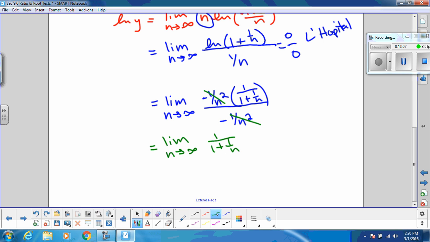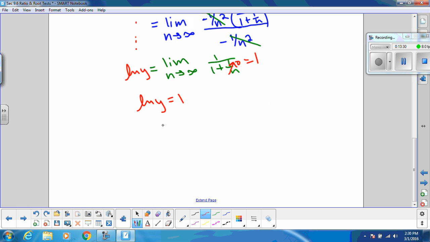So why is that exciting? Well, this goes to 0, right? And then I have that is equal to 1. Okay, so don't forget all of this stuff, this left-hand side, this was natural log of y. So I have natural log of y is equal to this limit over here, which was equal to 1. And then if I solve this for y, I get e to the first power. Okay, so what does all that mean?